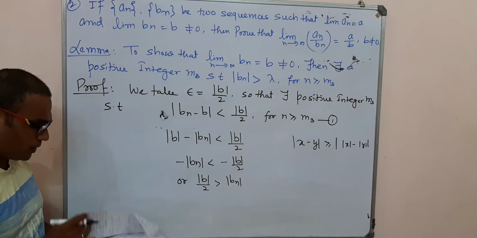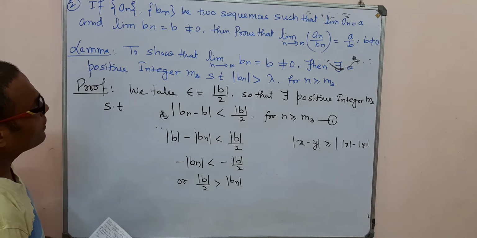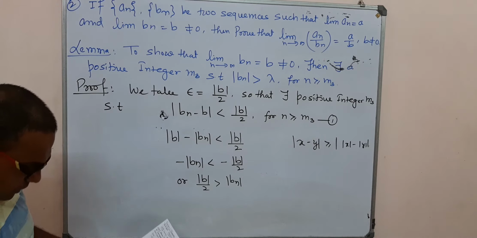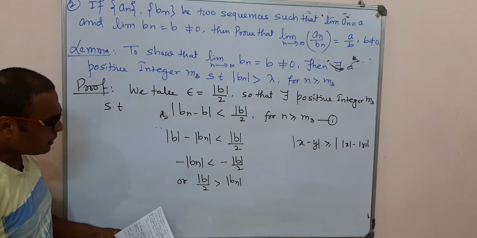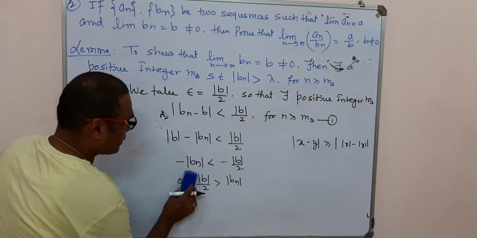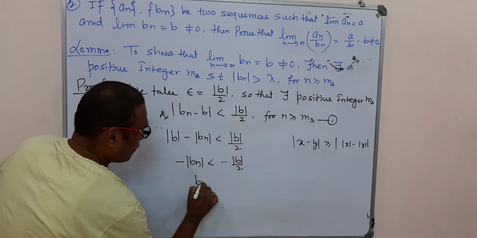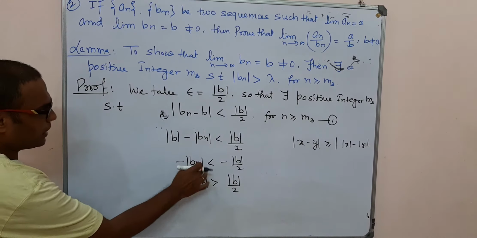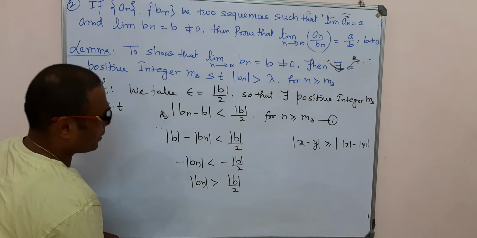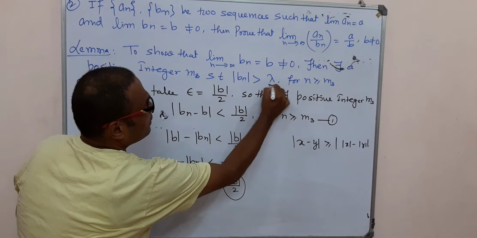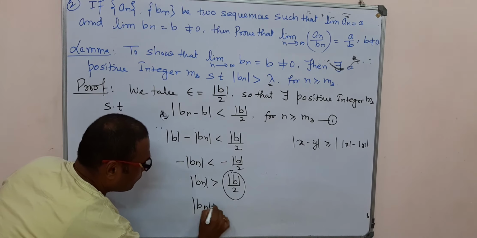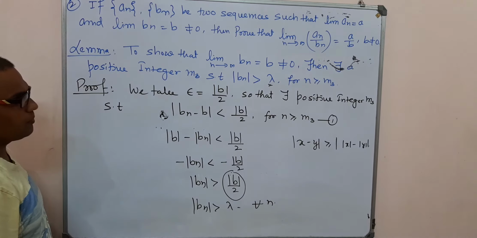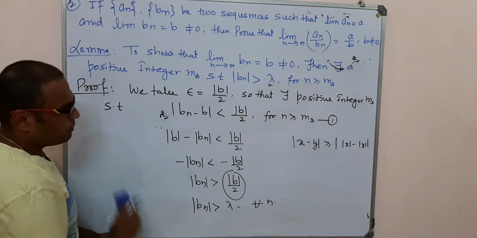Now, if we assume that the mod of b_n is greater than mod b by 2, we multiply by minus, then the order is reversed, and this portion is nothing but lambda. So mod of b is greater than lambda for all n. So we establish the proof of this lemma.